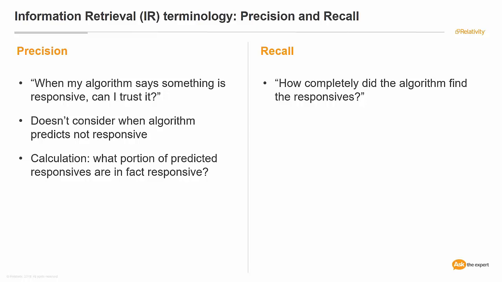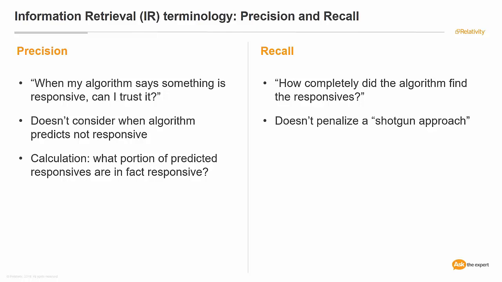Recall asks, how completely did we find the responsives? How complete of a collection did we get here? Do we leave a lot of them behind, or do we really collect a lot of them? The problem with recall is that on its surface it doesn't penalize a shotgun approach. What I mean by that is my algorithm could say every document I see is responsive. The recall is perfect because every time a document really is responsive, the algorithm predicts it responsive. But it's also useless because it didn't do anything. It just brought forth everything.